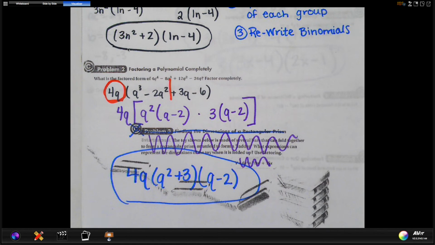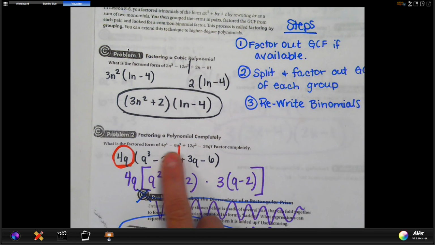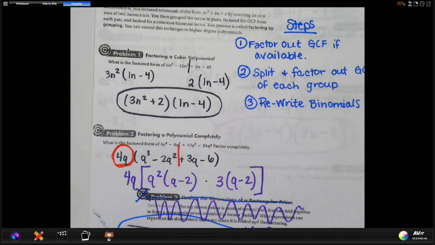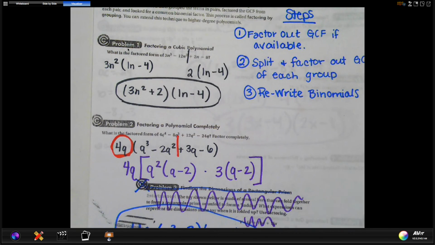Doesn't that bring you joy? Yeah, it actually makes you feel super smart because look at what you started with, right? Great job. Okay, so that's the main lesson for the last lesson.